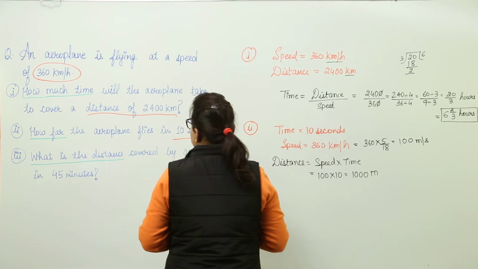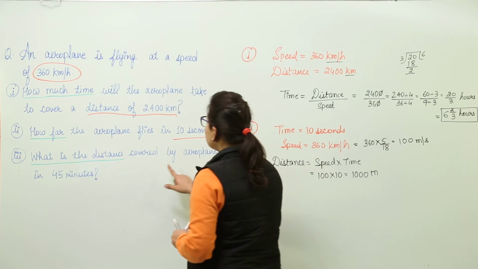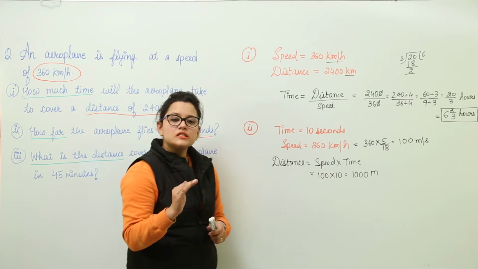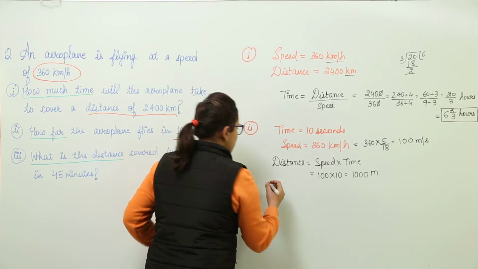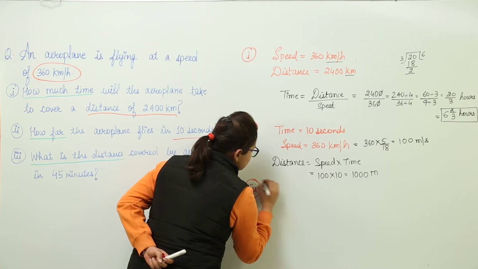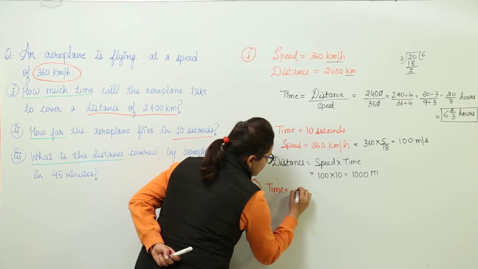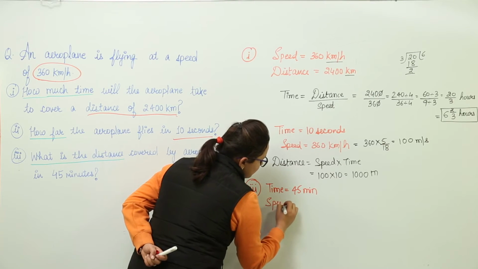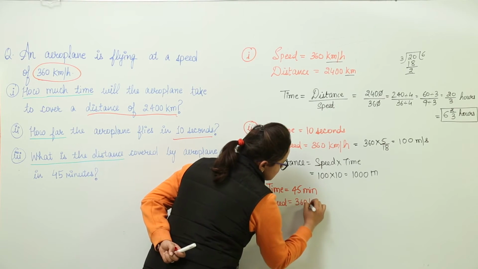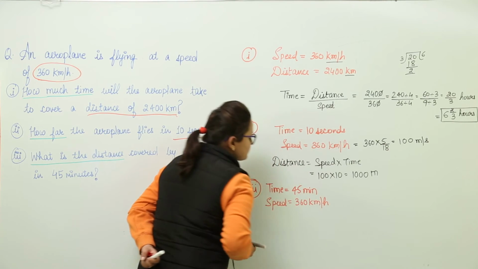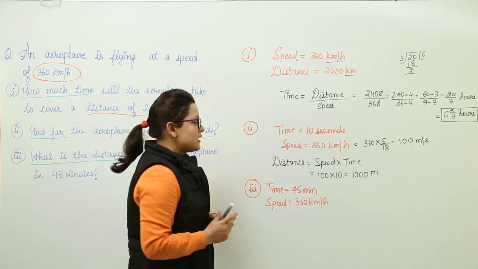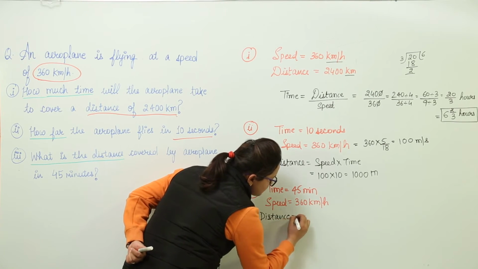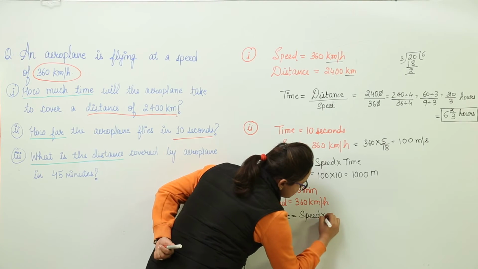The third part of the question is, what is the distance covered by the aeroplane in 45 minutes? Again you have to calculate the distance only, but here the time has changed. So let us write that down. The time has changed to 45 minutes. We have the speed of the aeroplane already given to us as 360 kilometers per hour, and we have to find out the distance. As we know, the formula for distance is speed into time. So we write that out, speed into time.